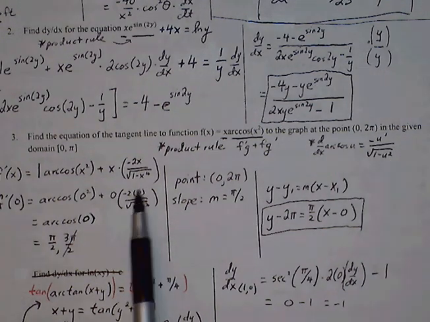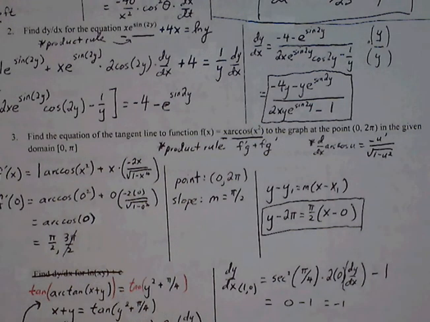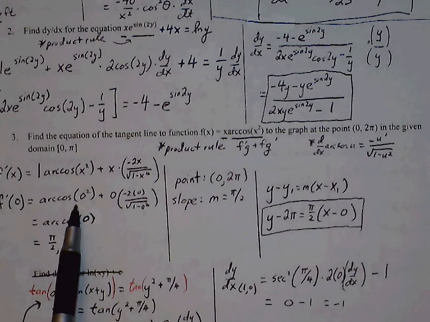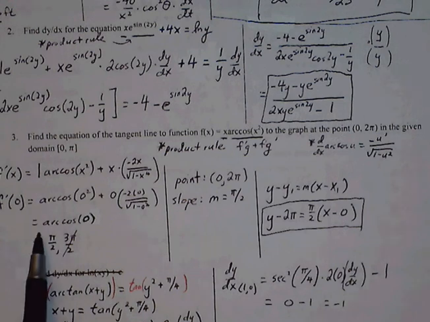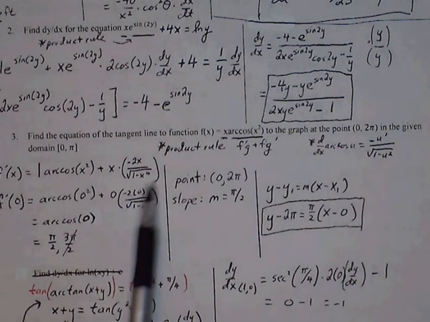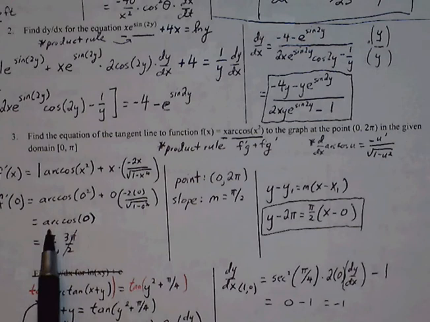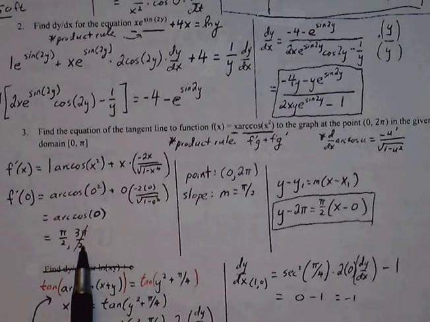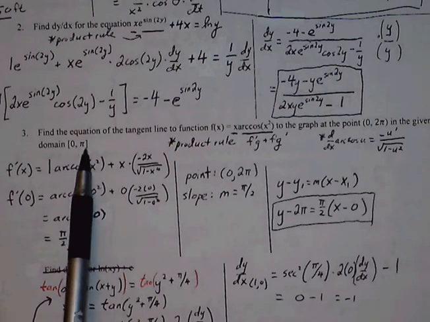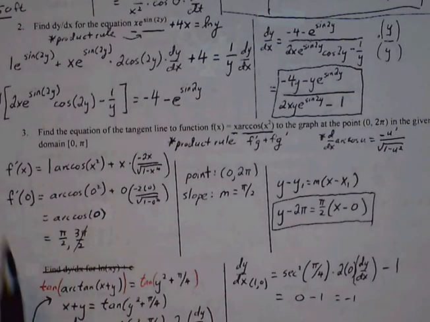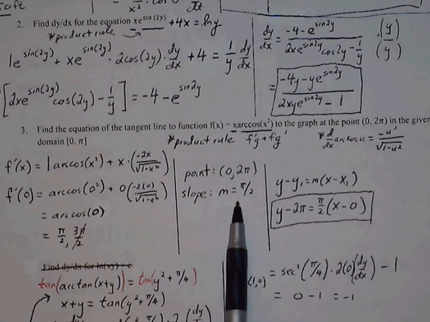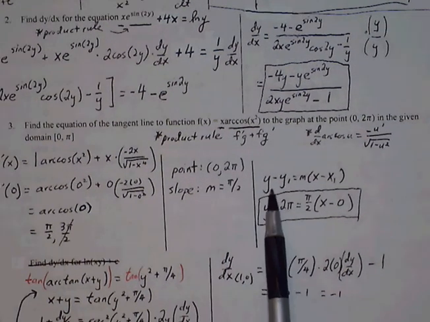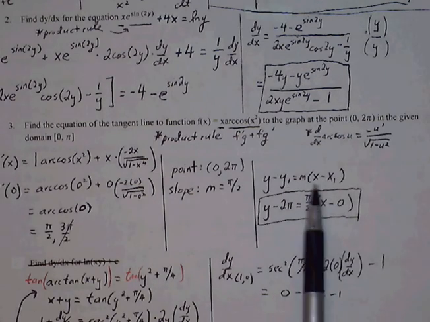Okay, so I have my derivative, plug 0 into my derivative because I want to find the slope at that point. Arc cosine is 0 plus 0 times, and everything here will just turn to 0. So arc cosine is 0, cosine is 0 at pi over 2 and 3 pi over 2. But we always have to check with our domain, right? 3 pi over 2 is outside of our domain, so only pi over 2. So our slope is pi over 2, our point is 0, 2 pi, so y minus y sub 1 equals m times x minus x sub 1, okay, point slope form.